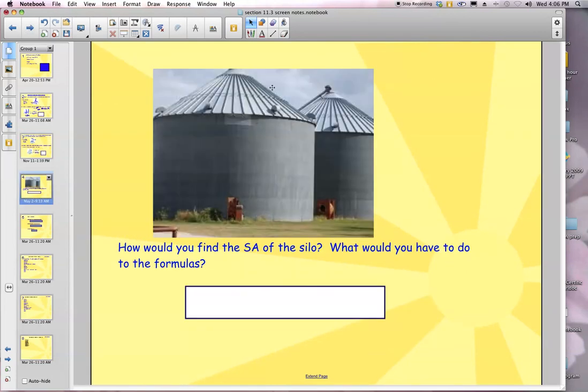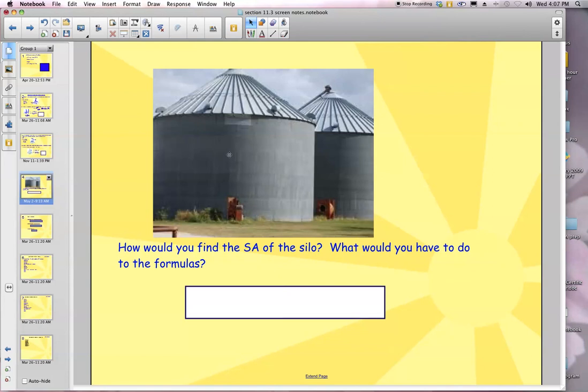The last thing that we're going to start to talk about is composite figures. Composite figures is where you take one three-dimensional figure and you combine it with another three-dimensional figure. For example, a silo, this silo in particular, is made up of a cone on top and a cylinder on the bottom.